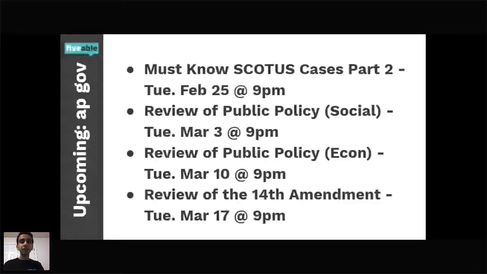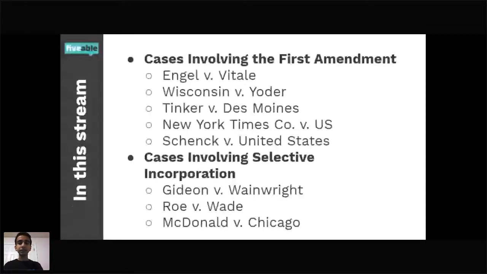So like I said, there are 15 required Supreme Court cases that you need to know for the AP exam. The ones that we're going to talk about today involve the First Amendment and selective incorporation. So there are 5 with the First Amendment: Engel versus Vitale, Wisconsin versus Yoder, Tinker versus Des Moines, New York Times Company versus the U.S., and Schenck versus the United States. And then there's 3 with selective incorporation: Gideon versus Wainwright, Roe versus Wade, and McDonald versus Chicago. So if you guys want to take a picture of this, that would be great.